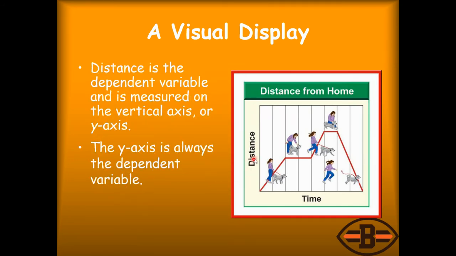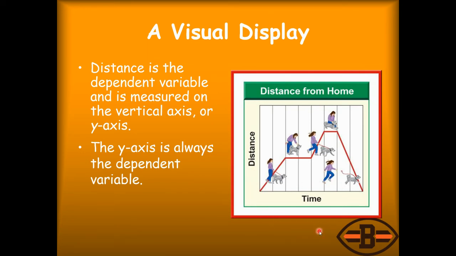And the y-axis is always the dependent variable. Why? Because independent variables, like time, are not usually in your control. You're not in control of time. Time continues on, it never stops. This is independent. The dependent variable changes by the independent variable.